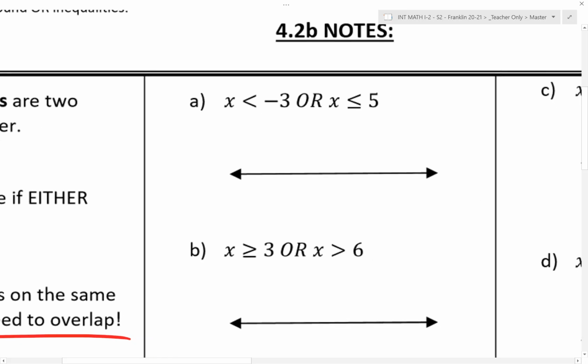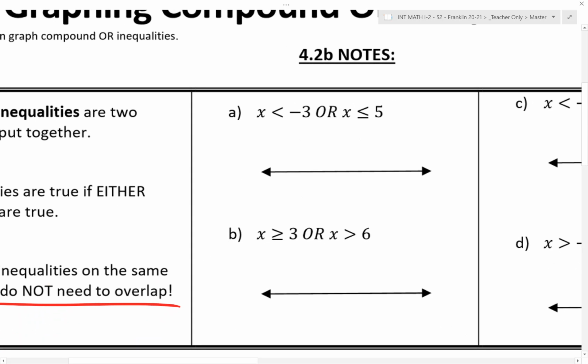So let's try it. We have x is less than -3 or x is less than or equal to 5. The way I always have students start this is you put the numbers on the graph. So we have -3 and 5 here. For x is less than -3, we'll use an open circle. And then it's less than, so we'll shade to the left. Notice I'm not checking ahead of time. We don't need to know where the other one is yet.